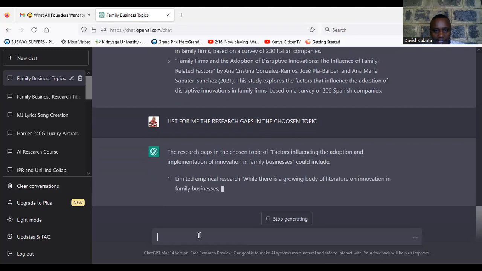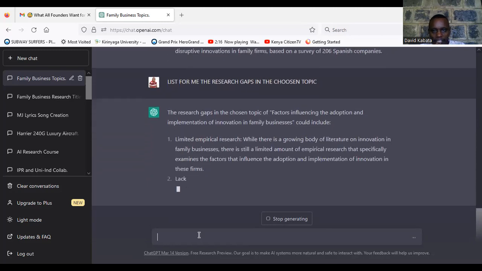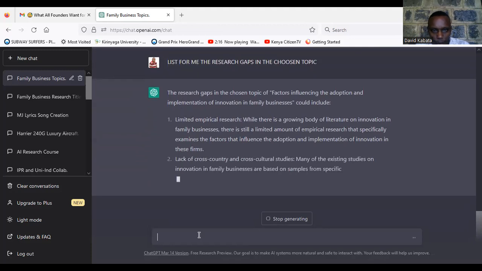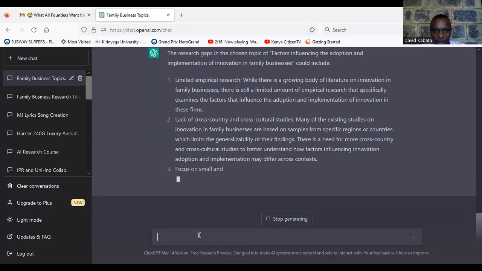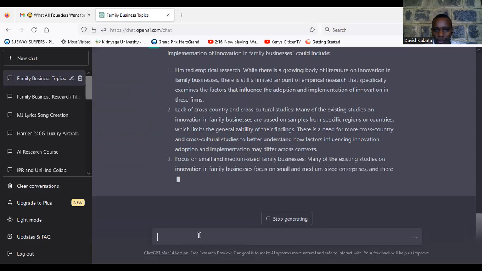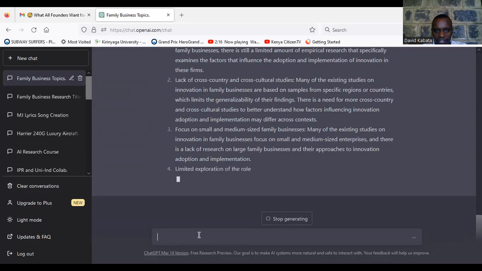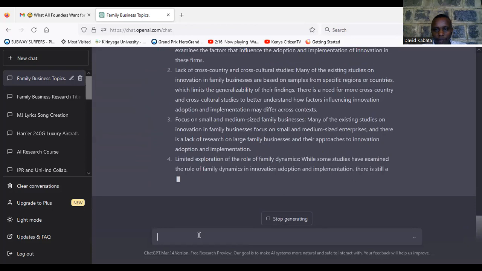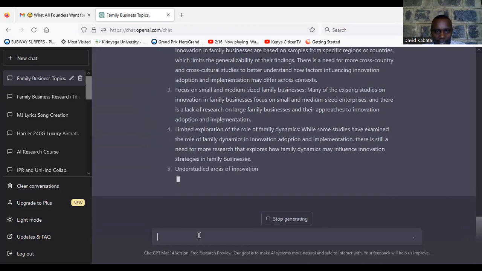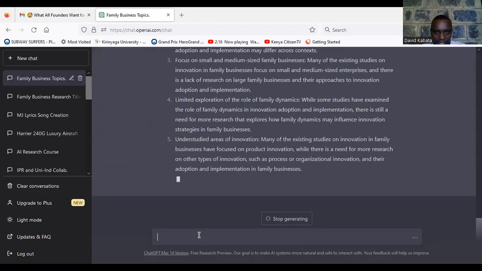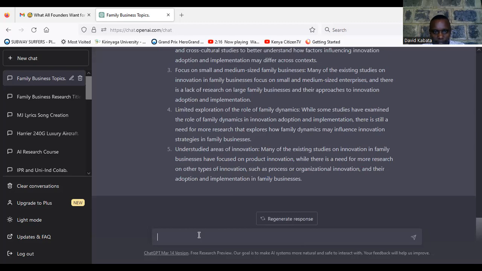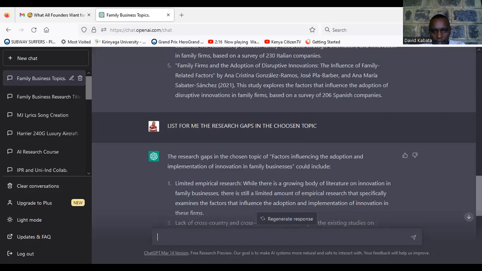Factors of influence. Limited empirical research: there is a growing body of literature on innovation in family business, but there's still a limited amount of empirical research that specifically examines the factors that influence the adoption. Lack of cross-country and cross-culture studies. Many of the existing studies on innovation in family business are based on samples from a specific region. That's a very good one. Focus on small businesses and size: the existing studies are on small and medium enterprises, so they do not actually look at that area of innovation. Other studies, so all these are gaps that I can choose one of.